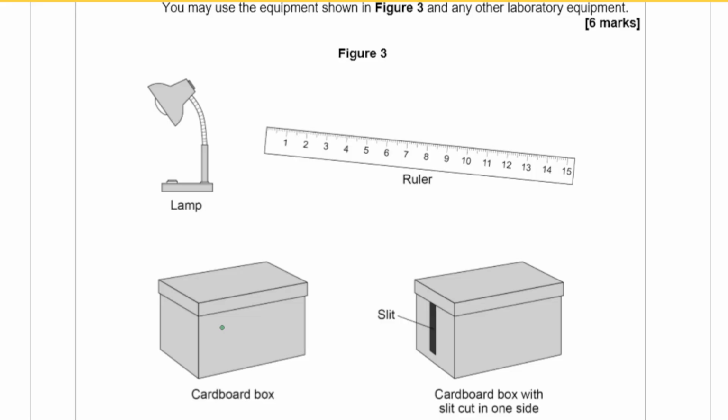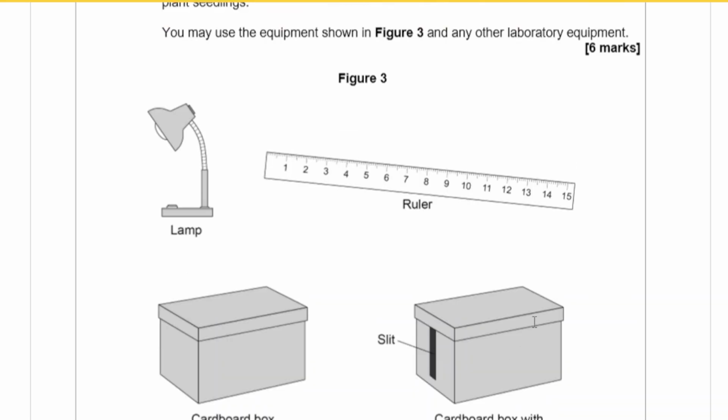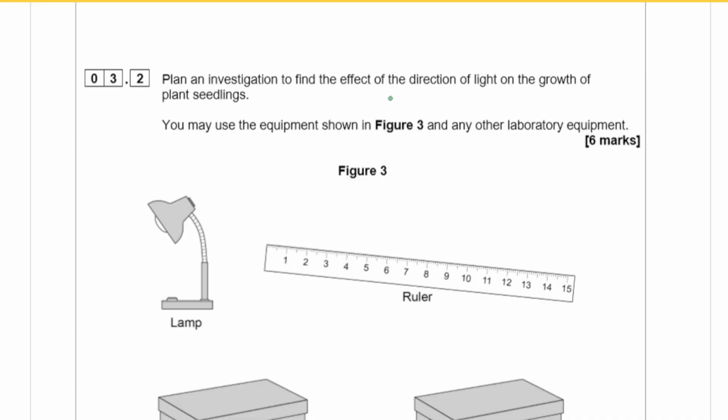So how would you test or investigate the effect of the direction of light on the growth of plant seedlings? So for that, you would need plant seedlings, right? So let's say you have plant seedlings growing in petri dishes or in trays, right? And you want to grow the equal number of seedlings, right?